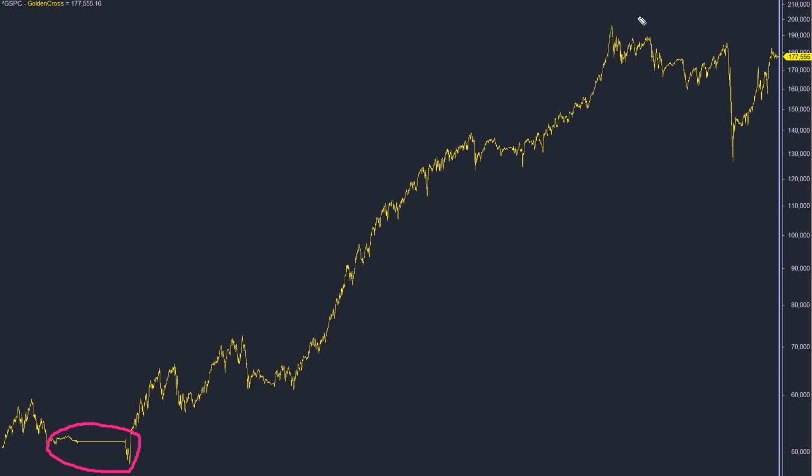But if we fast forward a little bit and look at the most recent developments, we can see that the equity curve had its peak here, followed by a drawdown, and did not manage to recover from it for a significantly long period of time.